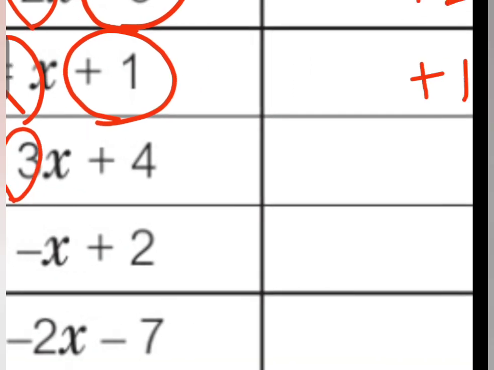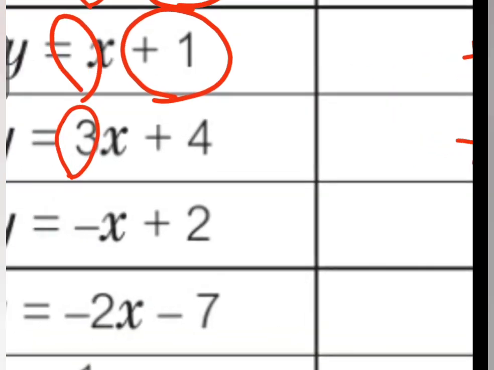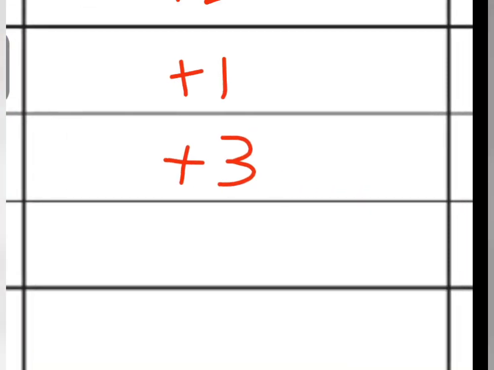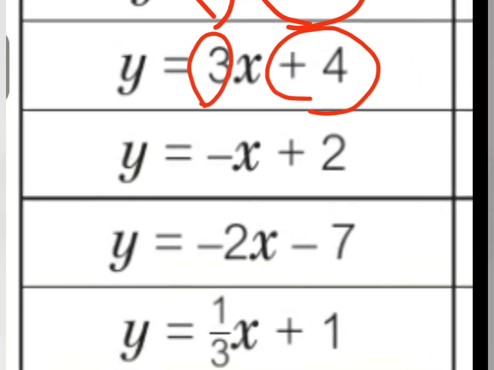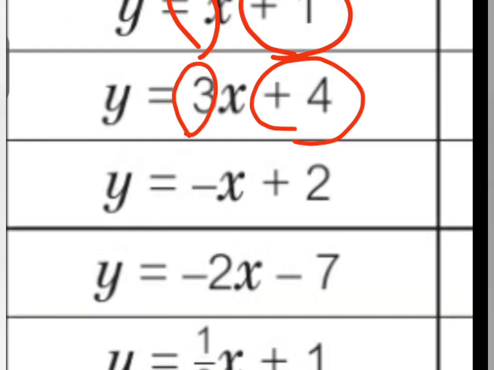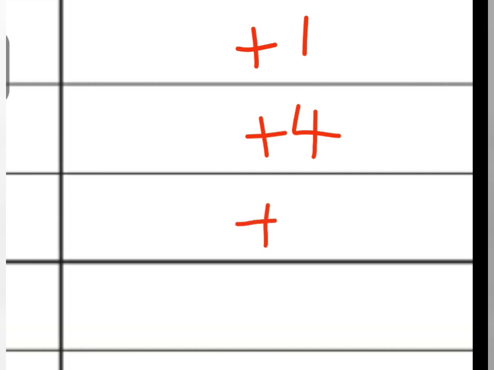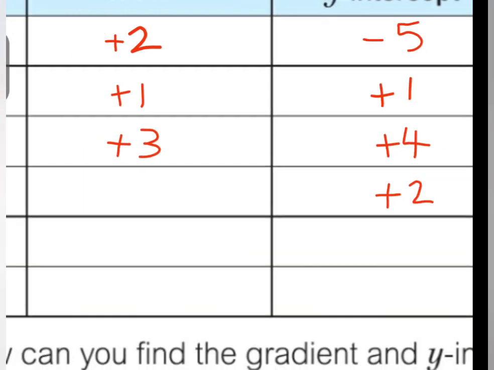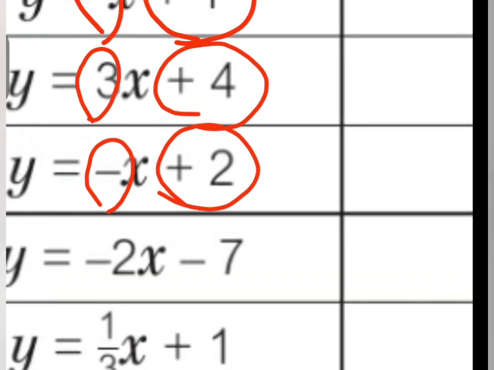Good. Now for the next equation, the gradient is 3. Very good. So we write it here. Good job. And then the y-intercept is this number. So we write it here. Very good. Now, the next equation, the y-intercept is +2. Very good. Focus on the difference between the y-intercept and the gradient. Don't mix them. Now, the gradient here is the number multiplied by the x. So it's -1. Very good.